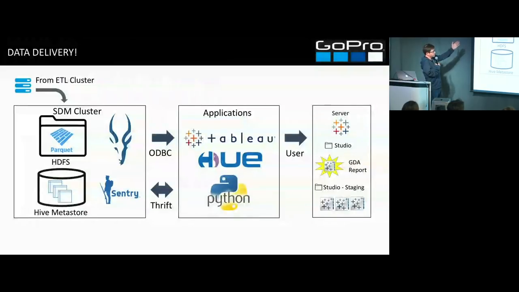Pretty straightforward here. This is the secure data mart cluster. You've got Parquet files, you've got Hive Metastore being replicated across. You've got, at that point, as I was saying, Tableau, Hue, and maybe some Python code, which are accessing via ODBC. That's pretty much the primary access mechanism at that point for our platform. And they're creating Tableau reports and extracts, or just custom output files from their Python programs.